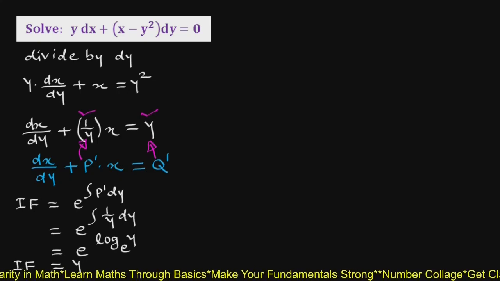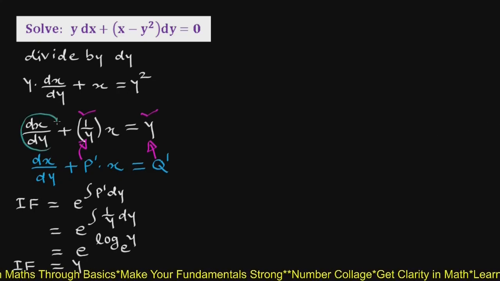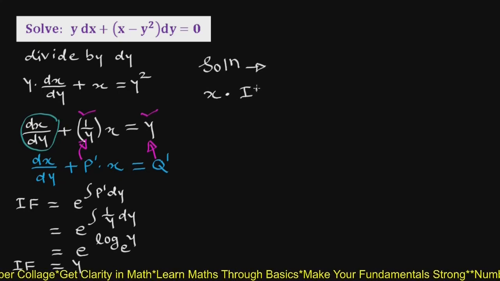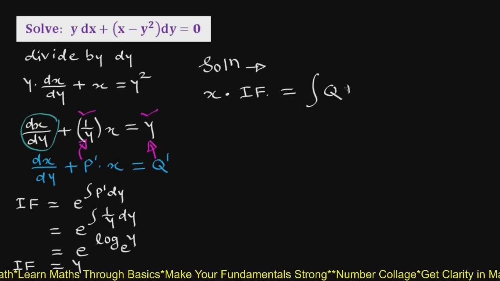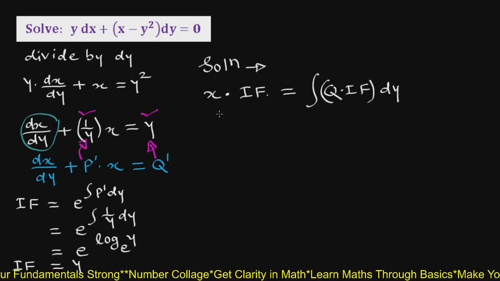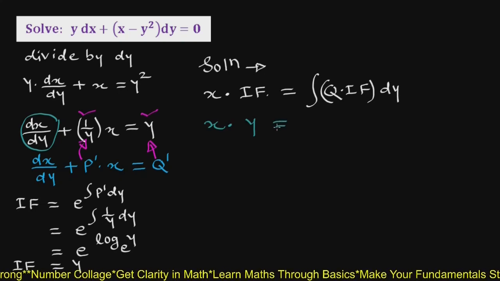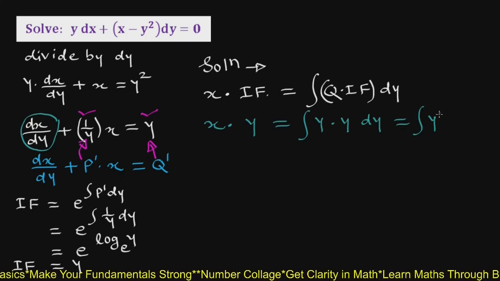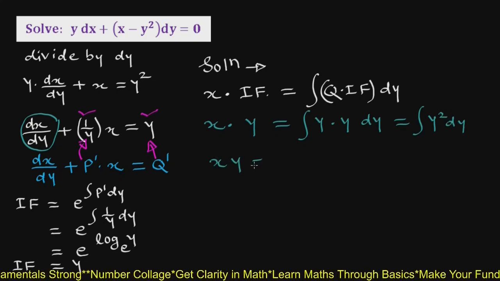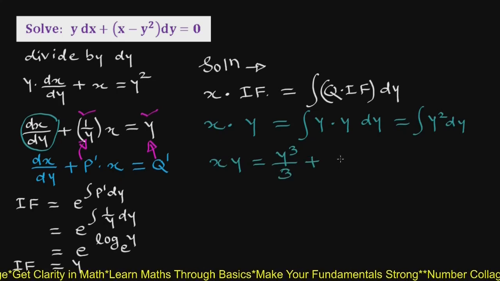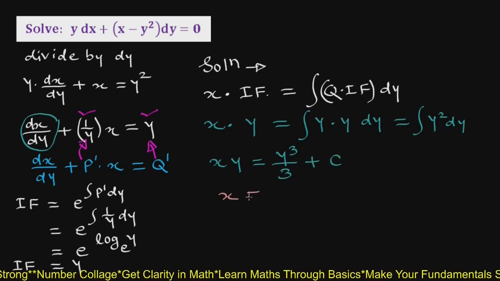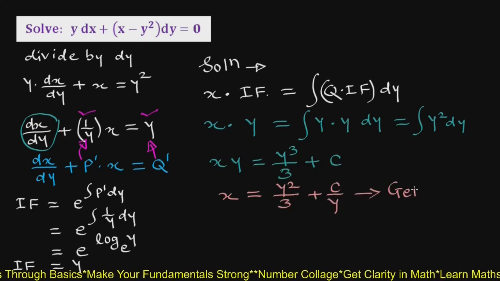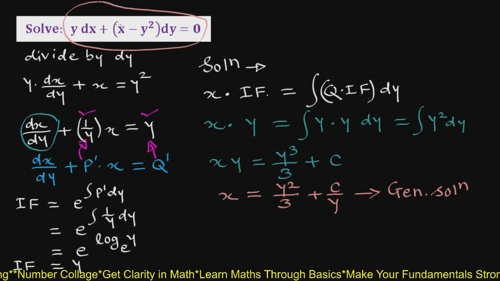Now since this differential equation is of the type dx by dy, our solution will be of the type x into integrating factor equals integral q into integrating factor dy. So this is x into y equals integral y into y dy, which is integral y square dy. It is xy equals y cube upon 3 plus c. Dividing by y, x equals y square upon 3 plus c upon y. So this is the general solution of this linear differential equation.